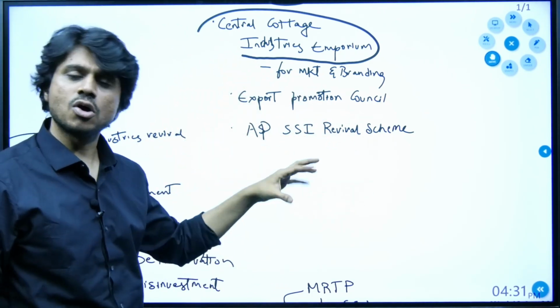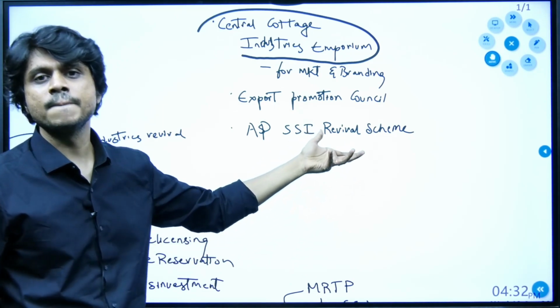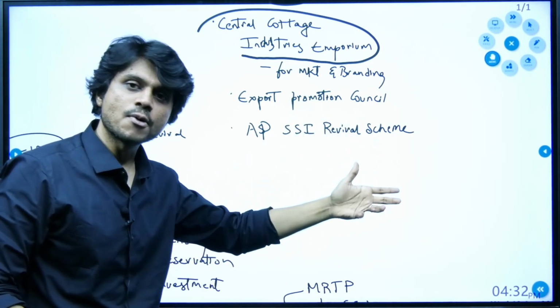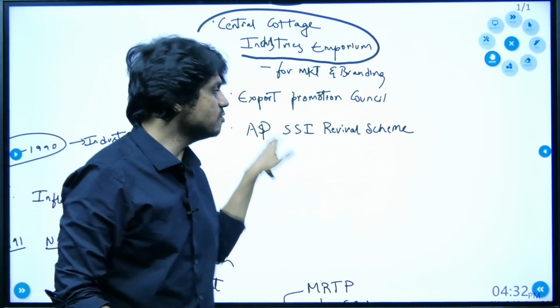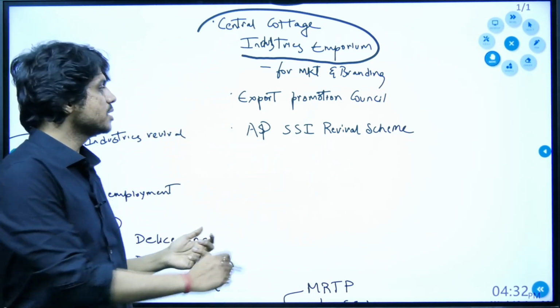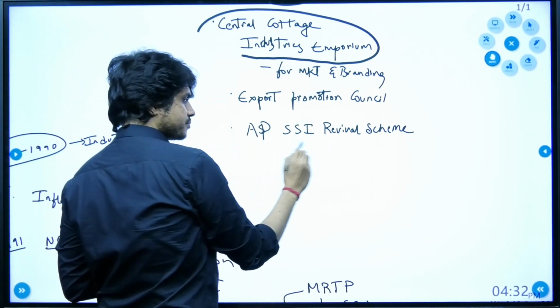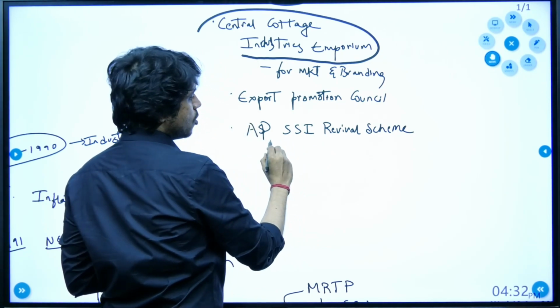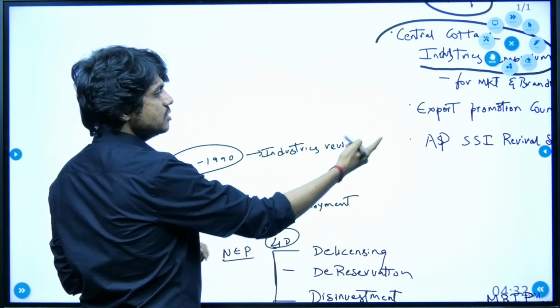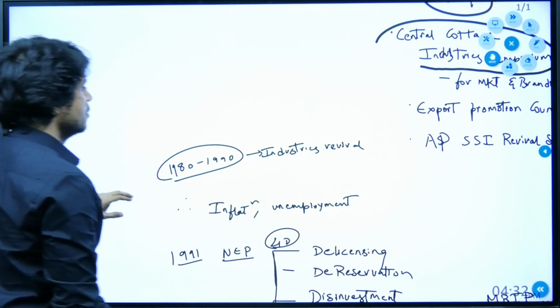The concepts are the same. Cottage industry struggles are the same everywhere. The industrial development and manufacturing sector problems are the same everywhere, but the schemes will differ. So what kind of scheme does the AP government have? The AP government has the Small Scale Industries Revival Scheme. That is a major scheme that you have to remember.